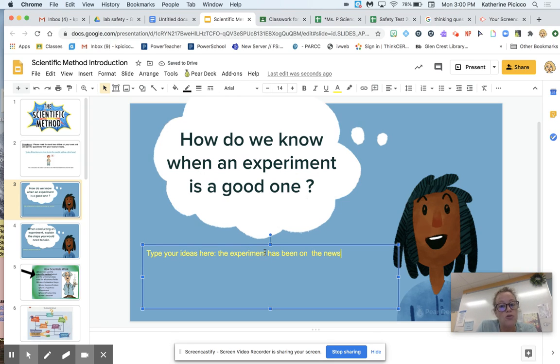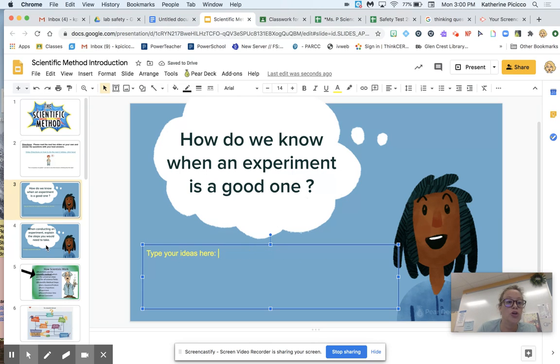And what I want you to do is, can you think of something different? How do you know when an experiment is a good one? What was done? What was talked about? What kind of words maybe were used? How do you know when that experiment that someone did was one that was valuable, that should be looked at? Okay, so that's question number 1. That's what you're going to type in, just your ideas.